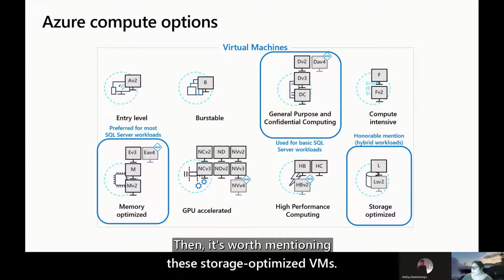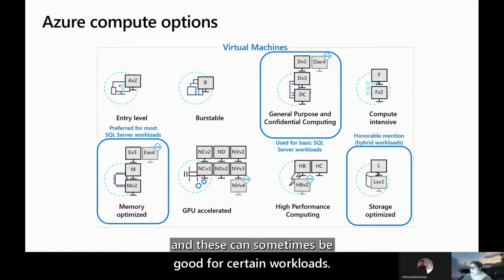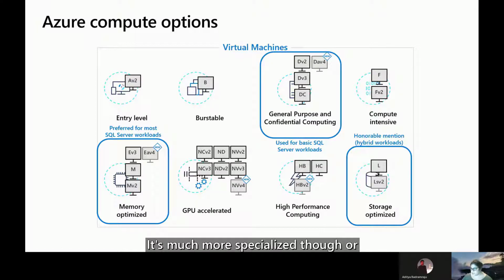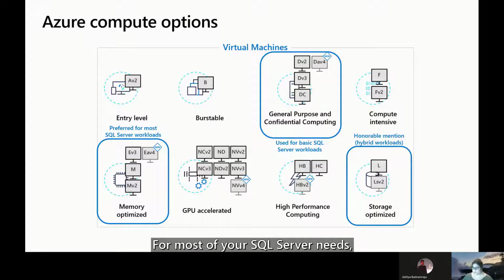And then it's worth mentioning these storage optimized VMs. For some workloads, these can actually be good as they have local high performance storage, SSD, NVMe in some cases. These can sometimes be good for certain workloads. It's much more specialized though, or for hybrid workloads where you have other applications running on the system. So for most of your SQL Server needs, you're probably looking at E series, M series, or D series VMs.